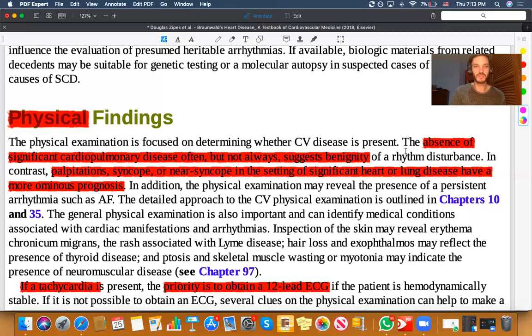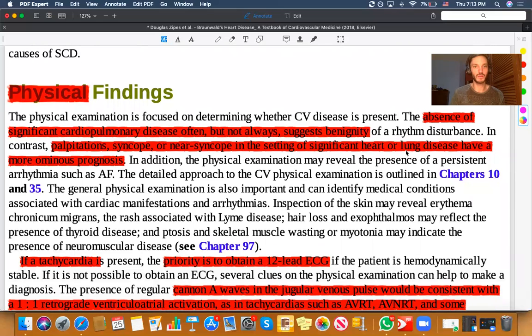Physical exam. It says the absence of significant cardiopulmonary disease often, but not always, suggests benignity. Palpitation, syncope, or near syncope. Well, I'm going to try to bring my charger. Give me 1 second. We'll keep on doing this. Palpitation, syncope, or near syncope in the setting of significant heart or lung disease have a more ominous prognosis.